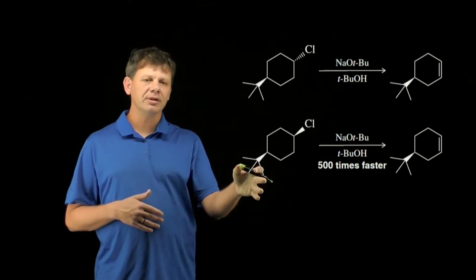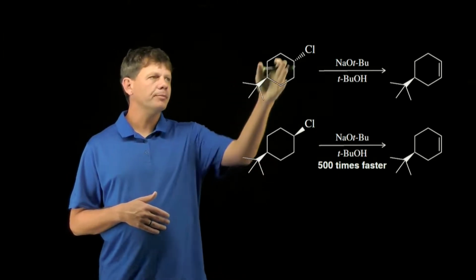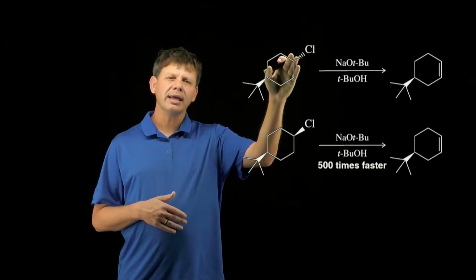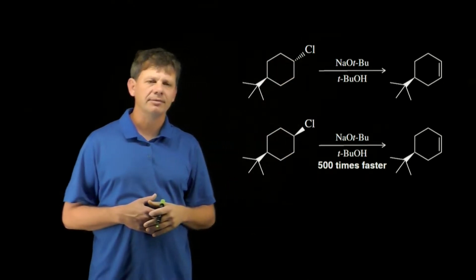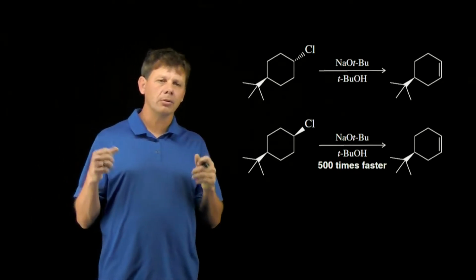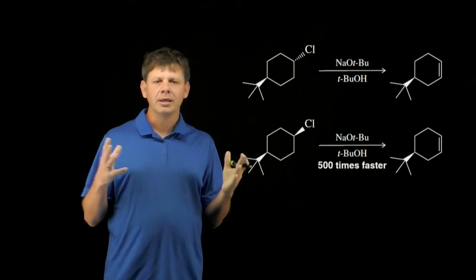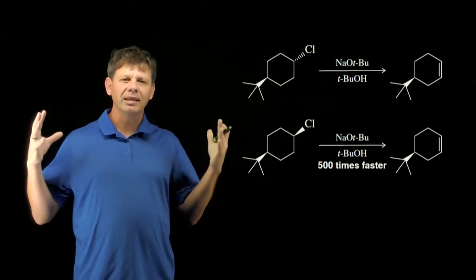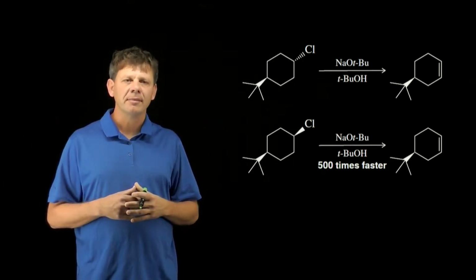In each case, we are using a 6-membered ring with a tert-butyl group, and we've got the chlorine. In one case, it's down. In the other case, it's up. And so could we make some conclusion about, well, up chlorines eliminate faster than down chlorines? We could, but that wouldn't make necessarily a ton of sense.